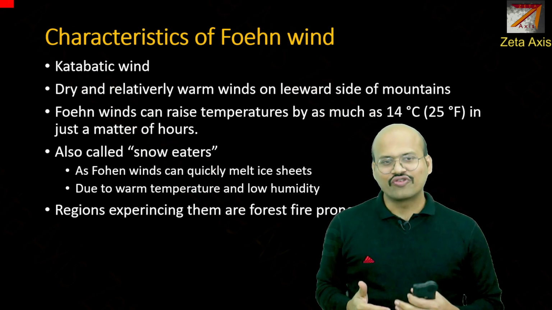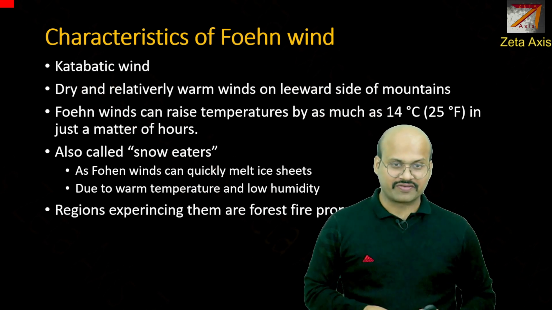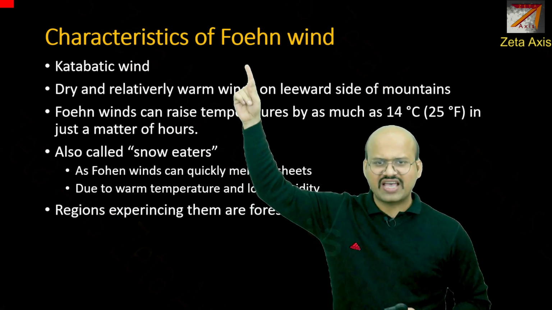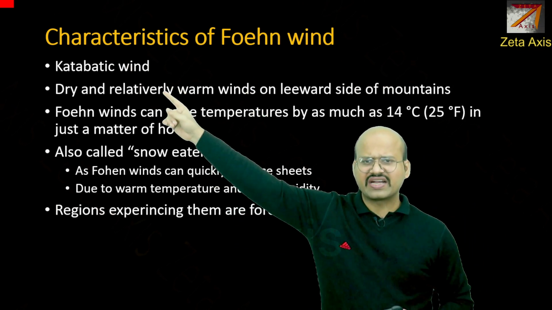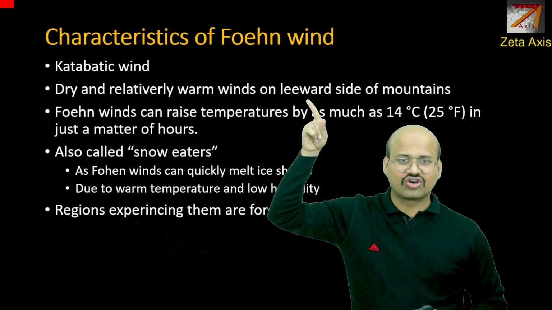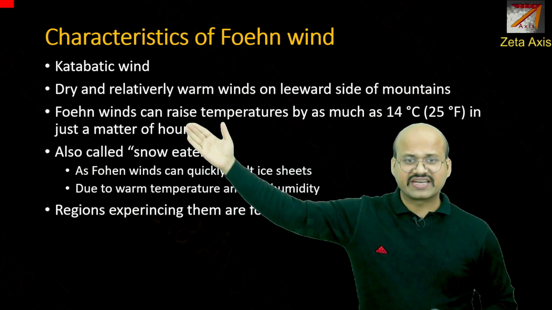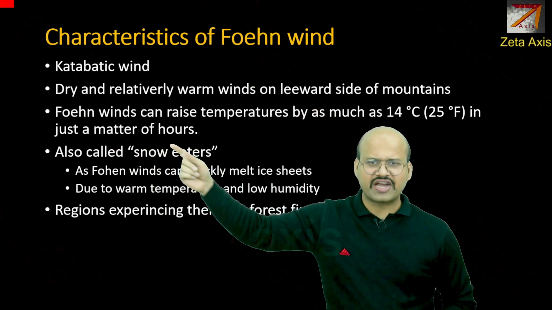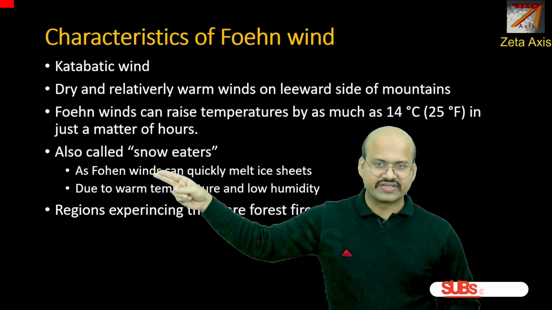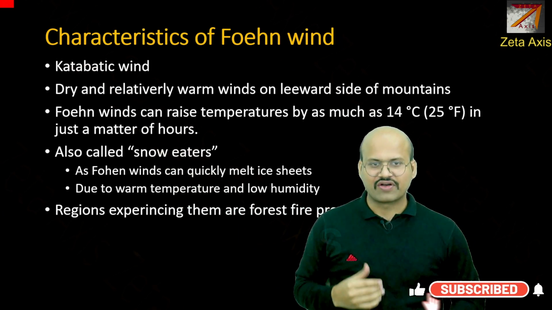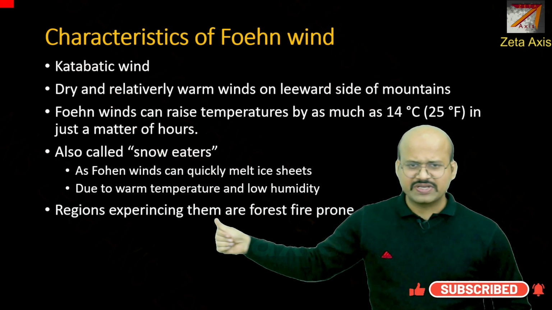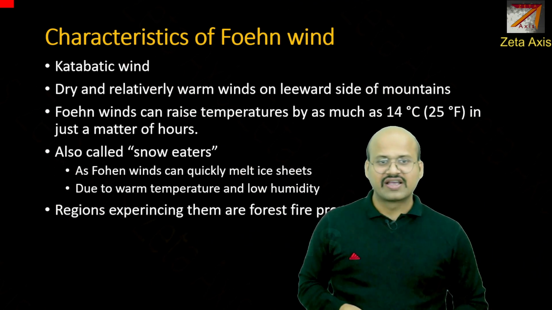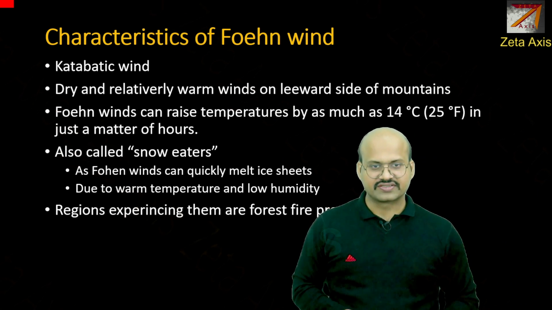These days the name Foehn wind is used for all types of katabatic winds, and all the katabatic winds that we are going to discuss in this video share these characteristics. The first is they are dry and relatively warm, and they are seen on the leeward side of the mountain. They can raise the temperature by 14 degrees Celsius or 20 degrees Celsius within a matter of hours. They are also snow eaters, that is, they melt the snow because they are warm. The regions experiencing these katabatic winds are generally forest fire prone. So there are hazards of forest fires in these regions.